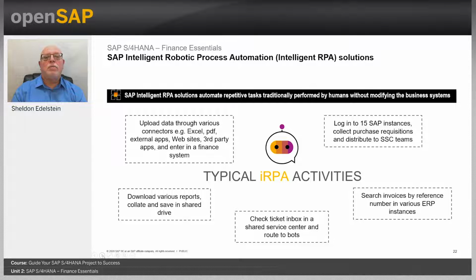A few additional examples of where IRPA can be deployed include collecting customer purchase requisitions from multiple sources and submitting into a solution sales configurator or SAP CPQ engine, search invoices by reference number in various ERP instances, check ticket inboxes in a shared service center and reroute the processing bots, downloading various reports, collate and save into a shared drive. IRPA processes can also perform extensive error notification as well.